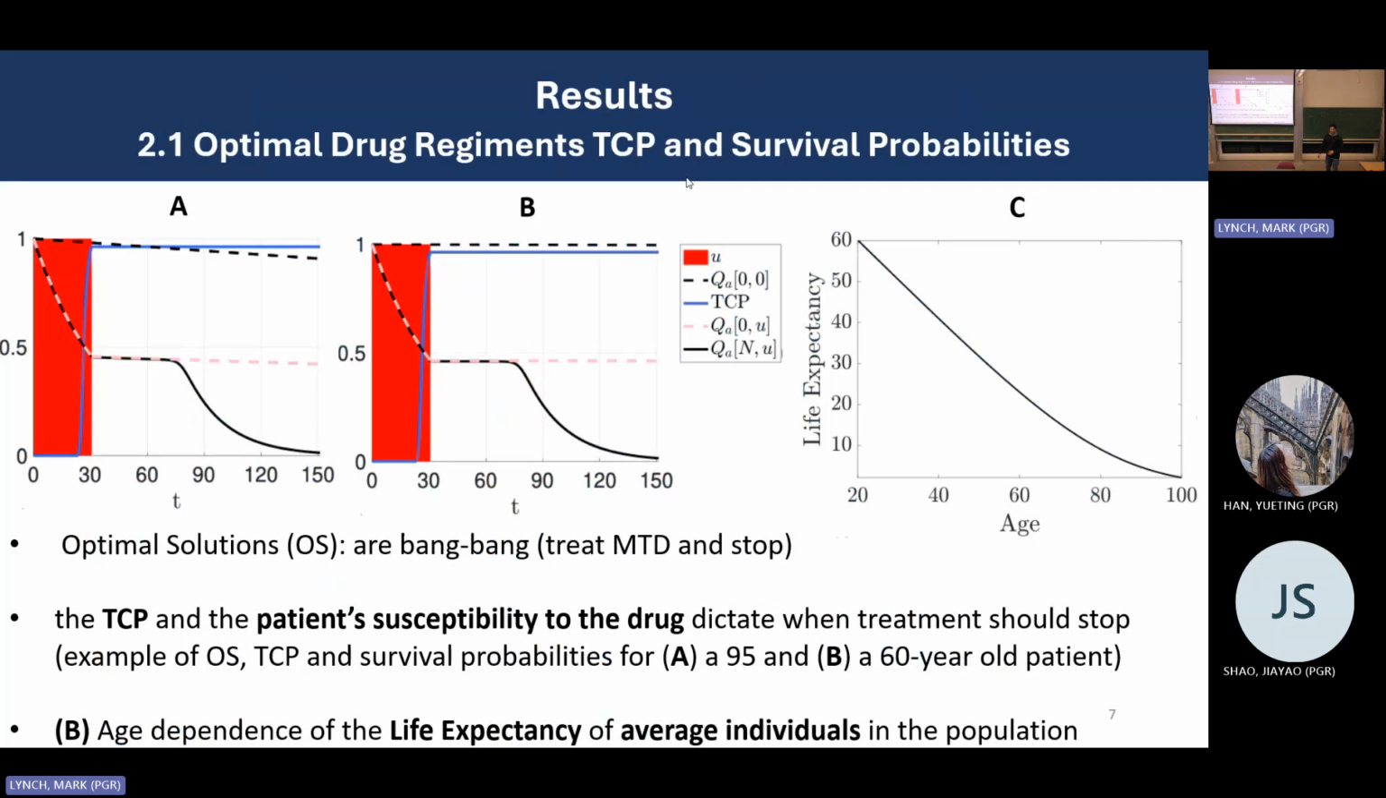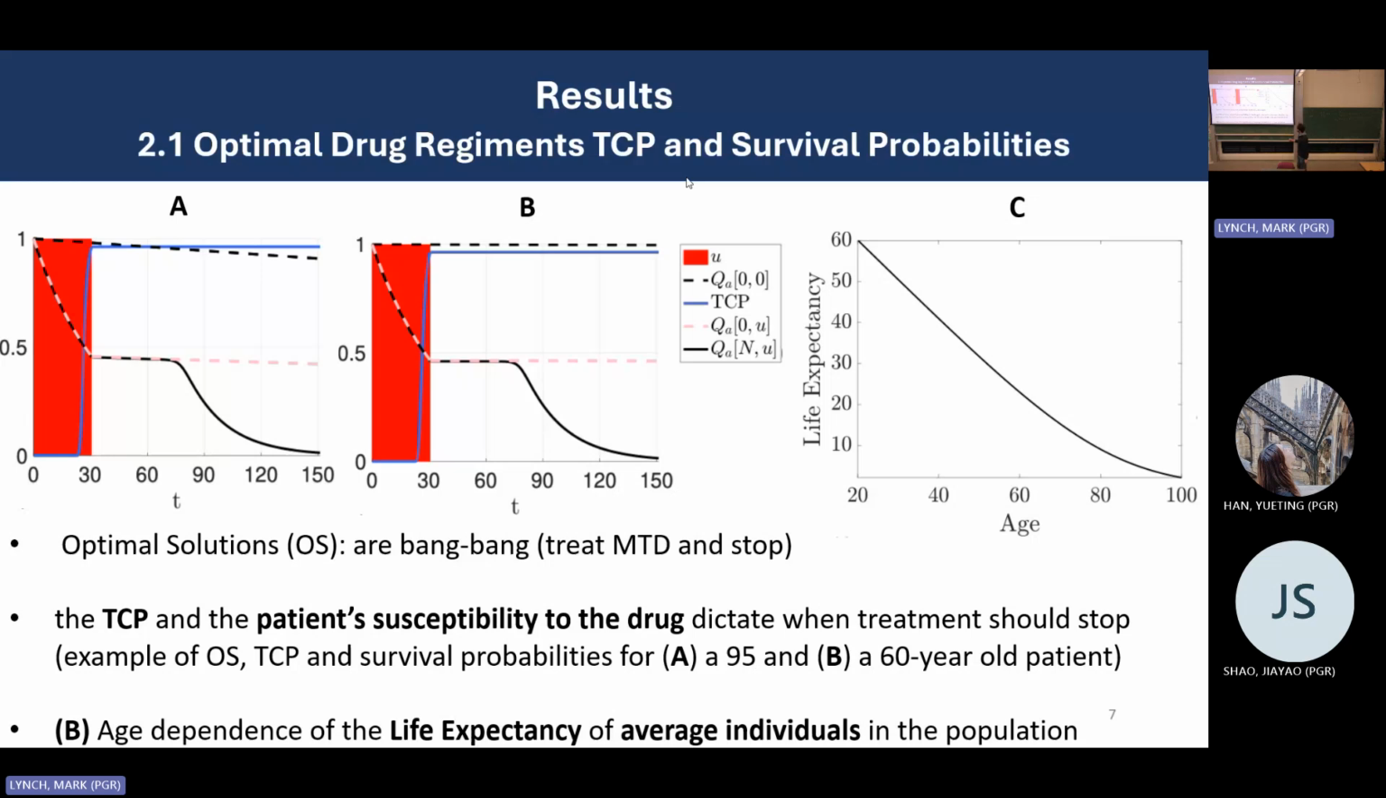So what we found was that our optimal solutions are what we call treat and stop. So this means that the maximum dose of the drug is administered until some time point t, and after this time point, no drug is administered. So if we look, for example, in panel B here, the red bar shows the drug administration. So we administer the maximum that is scaled to 1 until around 30 days, and then drug administration stops.